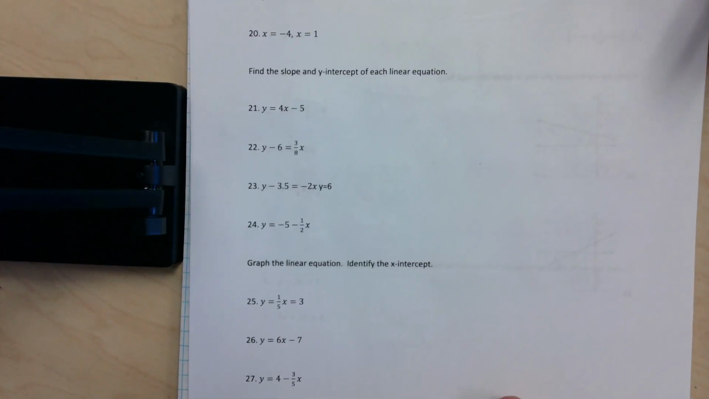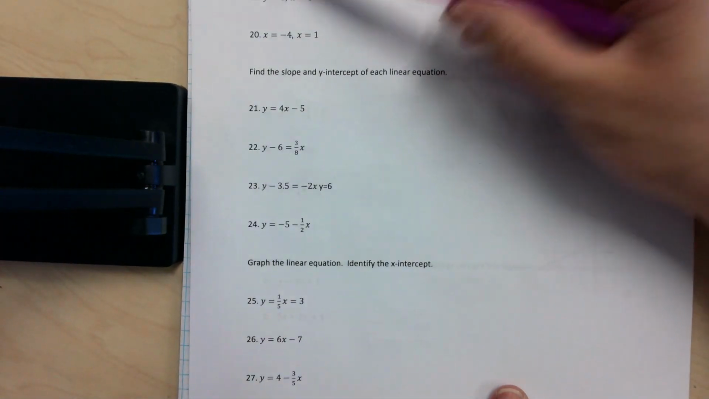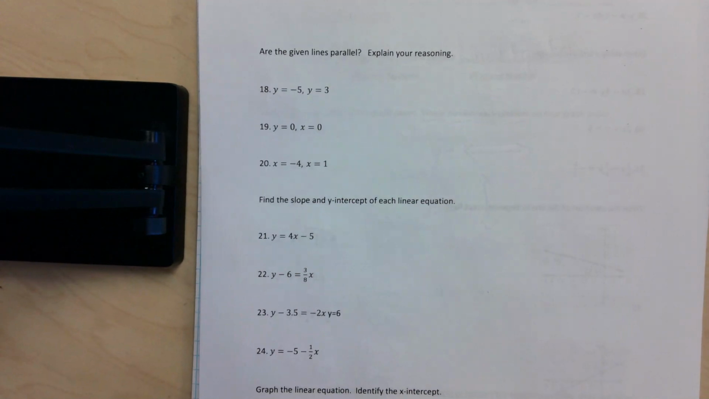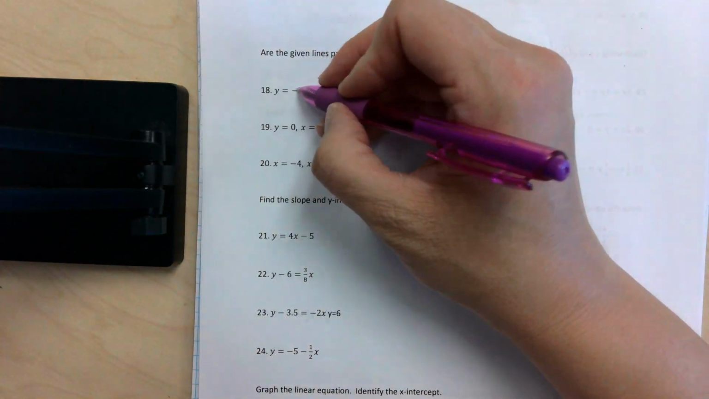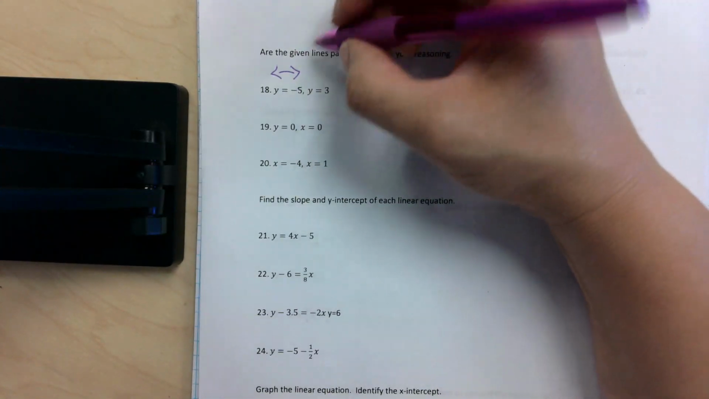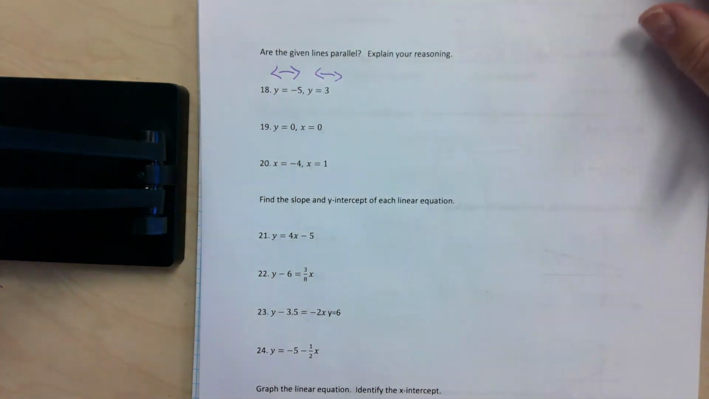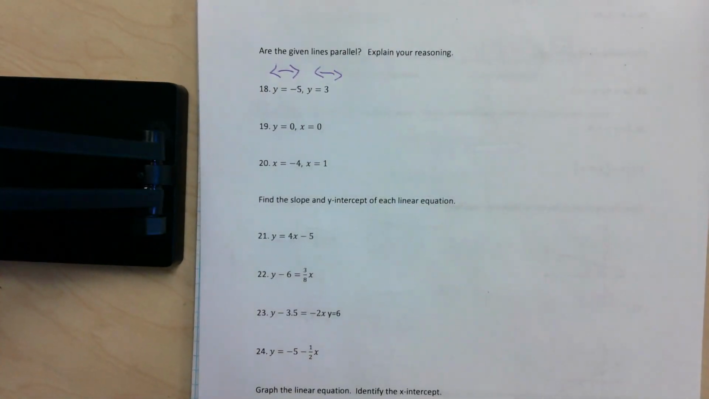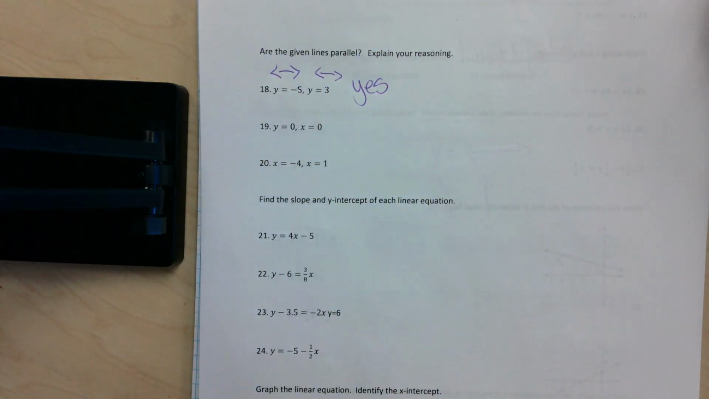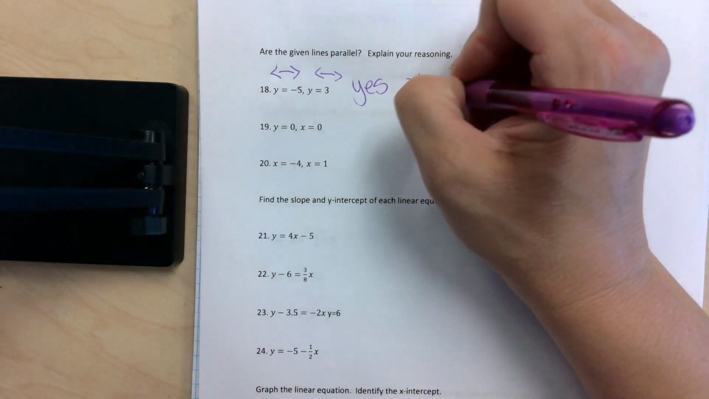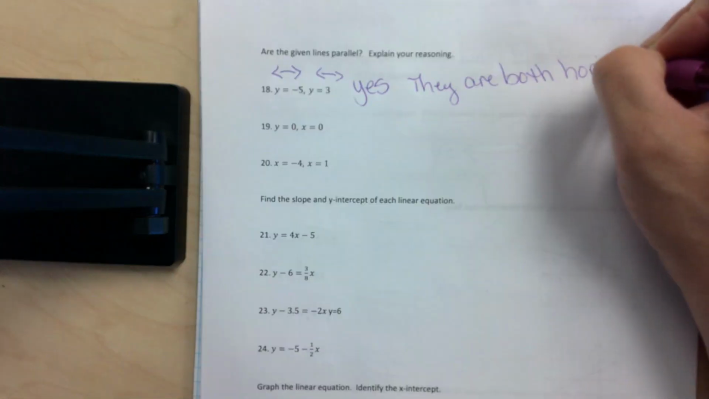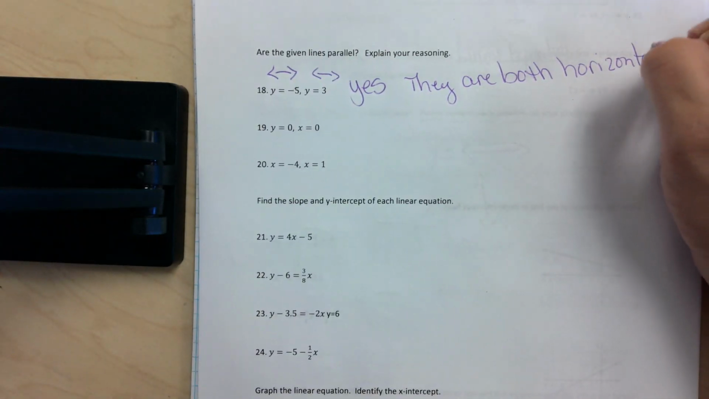All right, are these parallel? Oh, sorry, thank you. Y equals -5 and y equals 3. So a y equals line is going to be horizontal, right? So this is going to be horizontal at -5. This is going to be horizontal at +3. Are those parallel? Yes. Why? Okay, you could say they're both horizontal. They will not cross.